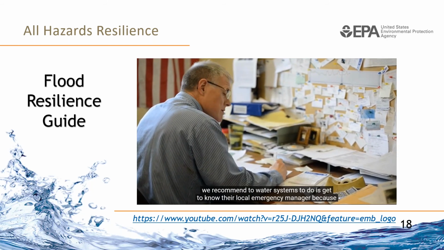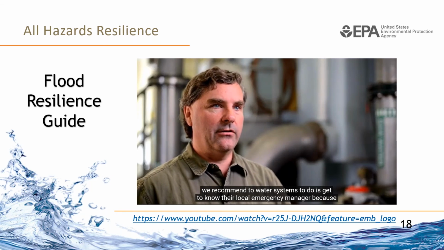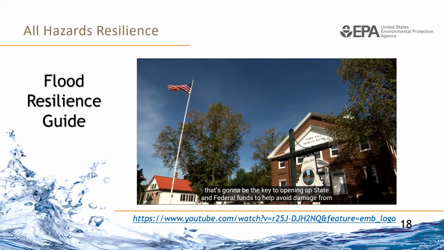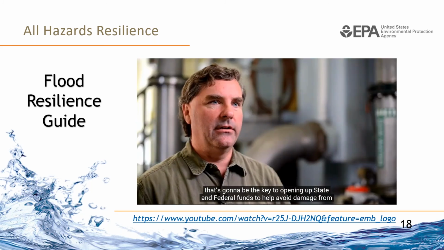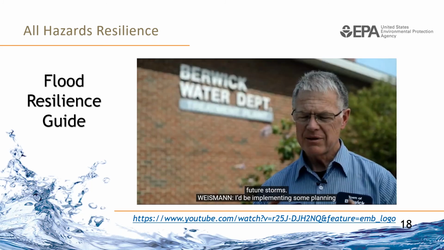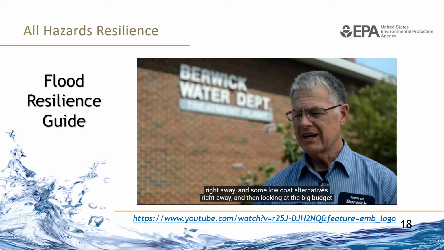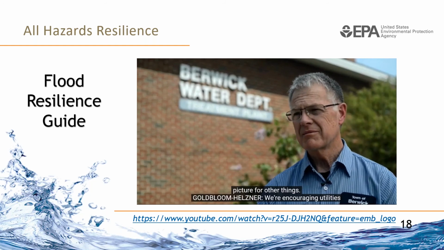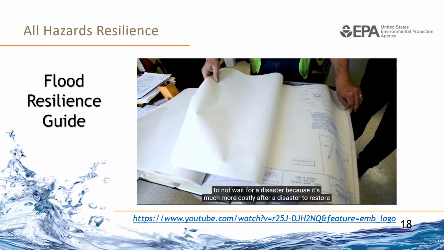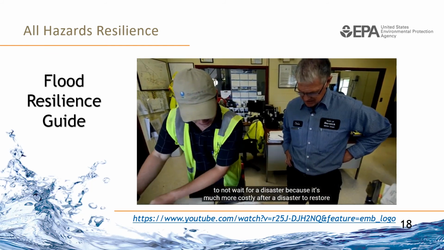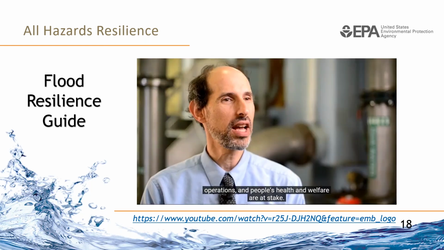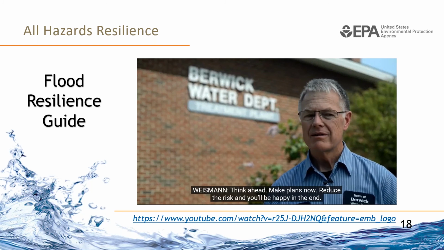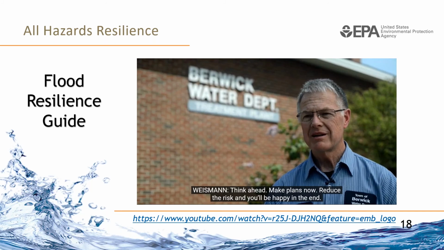First and foremost, one of the things we recommend to water systems to do is get to know their local emergency manager, because that's going to be the key to opening up state and federal funds to help avoid damage from future storms. I'd be implementing some planning right away and some low-cost alternatives right away, and then looking at the big budget picture for other things. We're encouraging utilities to not wait for a disaster because it's much more costly after a disaster to restore operation, and people's health and welfare are at stake. Think ahead. Make plans now. Reduce the risk, and you'll be happy in the end.